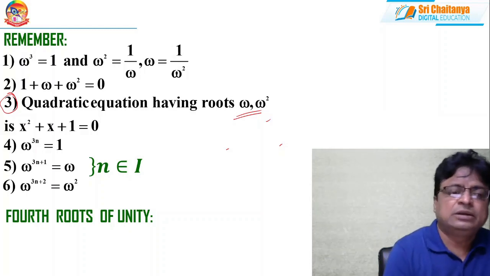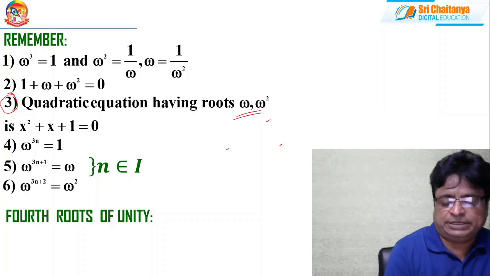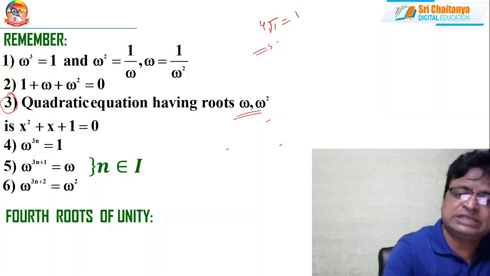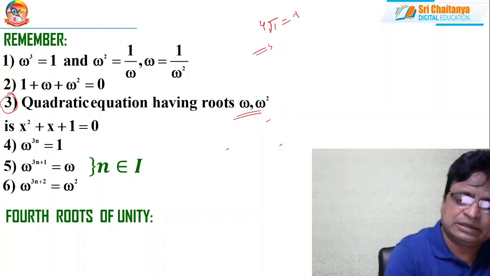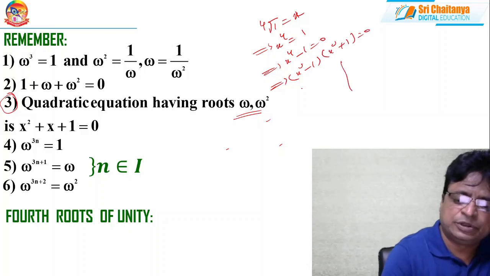On similar lines, how can we find the fourth roots of unity? See, let the fourth root of 1 be equal to x. By raising to power 4 on both sides, let it be x power 4 equal to 1. Bring this to one side: x power 4 minus 1 equal to 0. Factorize this: x square minus 1 into x square plus 1 equal to 0. So x square minus 1 equal to 0 and x square plus 1 equal to 0.